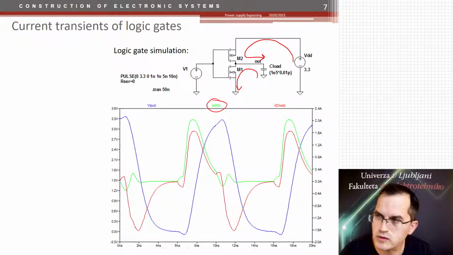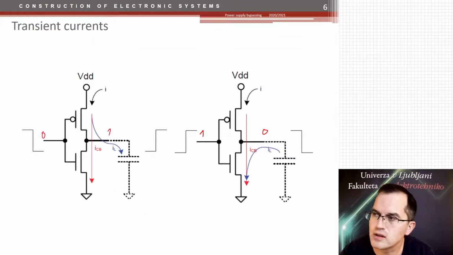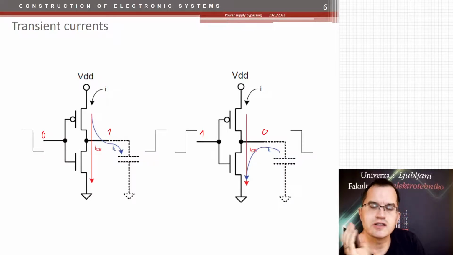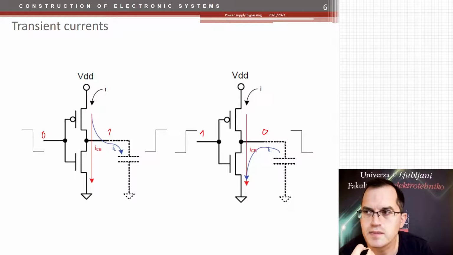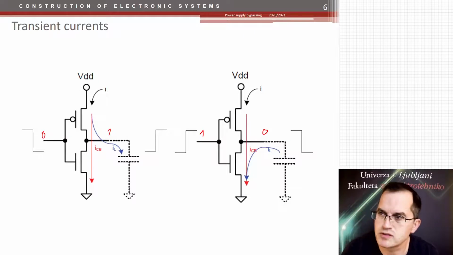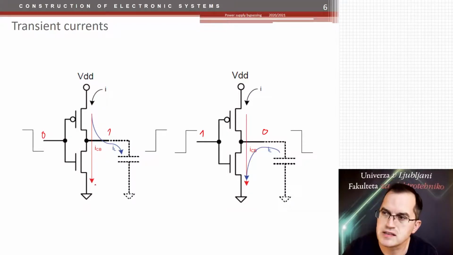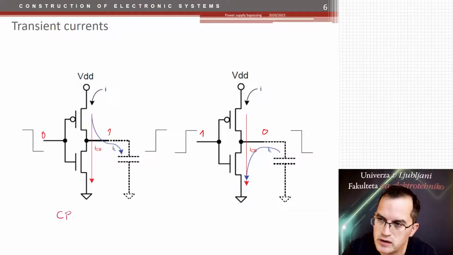But that's not all of it. If I go back to the previous picture, as you see, in the time between these transitions, both transistors are open for a small period. When the bottom transistor is turning off and the top is turning on, there is a short period when both are partially turned on. This is the so-called crowbar current, the red one.